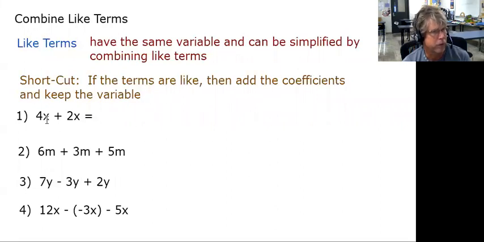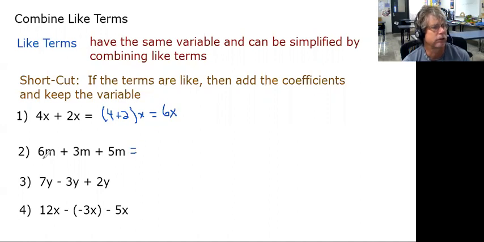So remember that other example we had a minute ago, 4x plus 2x. Those are what we call like terms because they have the same variable. And since they have the same variable, our shortcut is add the coefficients. So we have the 4 plus the 2. So we add those together, and we keep the variable x on the end. So 4 plus 2 is 6, and therefore we have 6x. That's basically how we do it without a whole lot of effort.